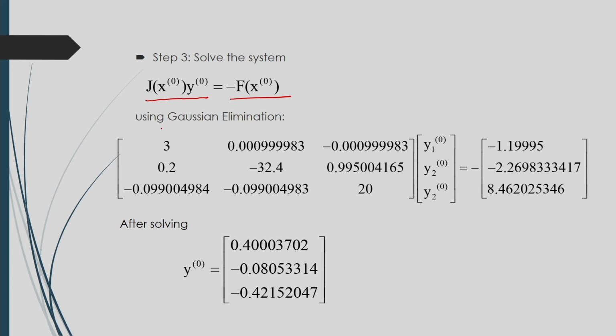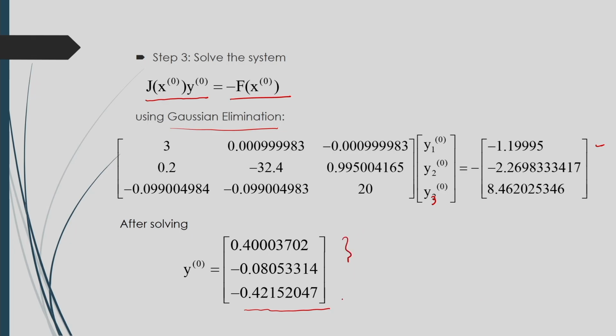Then, using the Gaussian elimination method we can solve this. After that finally we can get y 1 0, y 2 0 and y 3 0. Then y 0, as per this matrix, will come as y 1 equals 0.40037002, y 2 equals minus 0.080533314, and then y 3 will be equal to minus 0.42150047.